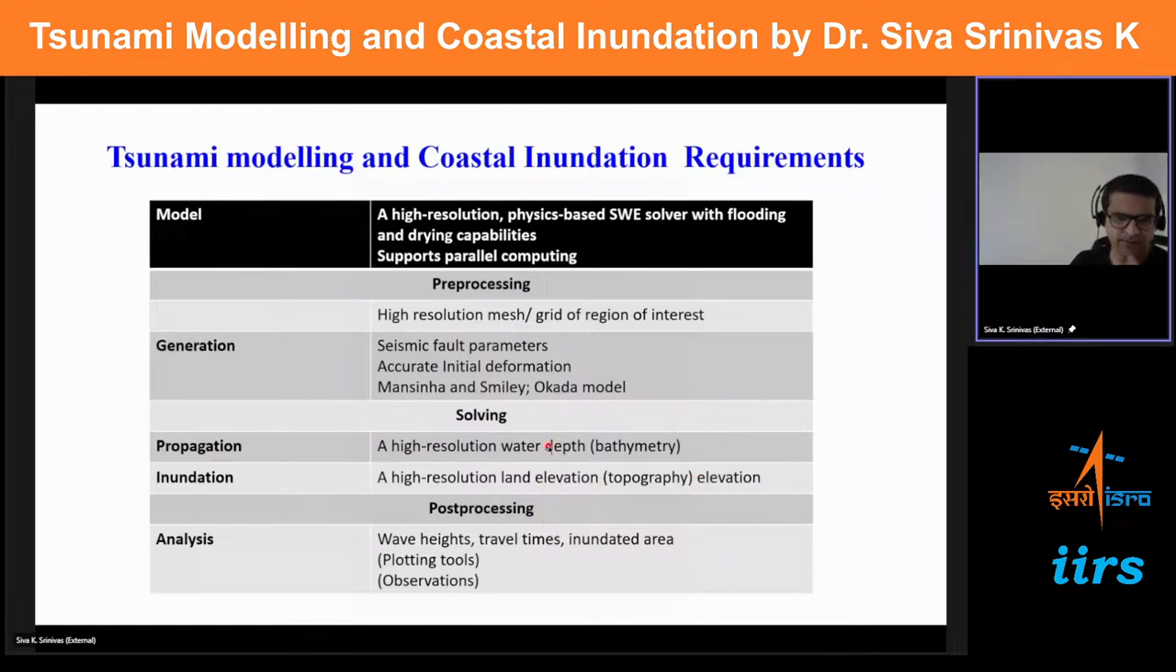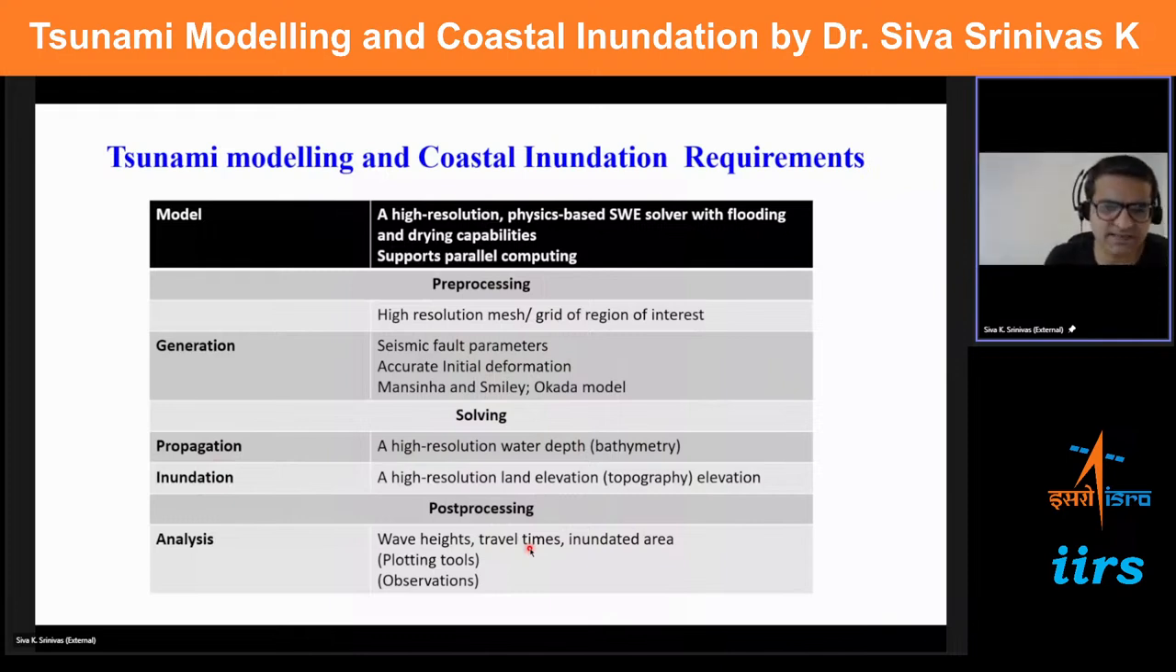And then once we have done pre-processing and solving, we have the data in hand, and then comes post-processing, right? How are you going to write the data? You're going to write the data in an ASCII file or in a .cdf file. Once we have the data, how am I going to check and analyze it? I'm going to have wave heights, travel times, and the area. So we need plotting tools like GIS or Octave, Python, MATLAB, whatever various GIS tools are available. And it is good to have even observations to validate our model. Sometimes it even requires observations, right?